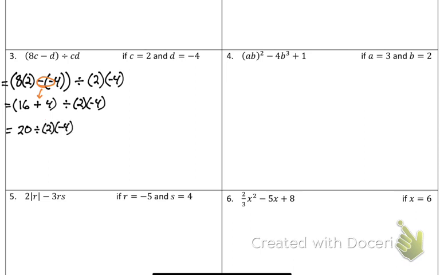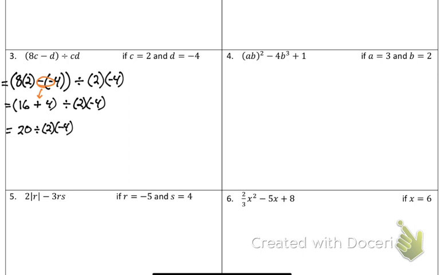Now, don't shout anything out, okay? Just think about my question. I see I have 20 divided by 2 times a negative 4. Should I do my 2 times negative 4 and get a negative 8? Or should I do my 20 divided by 2 first? We're just thinking about it. Which one should I do first? All right, who thinks they know what they should do first? Should I do that division first or that multiplication?